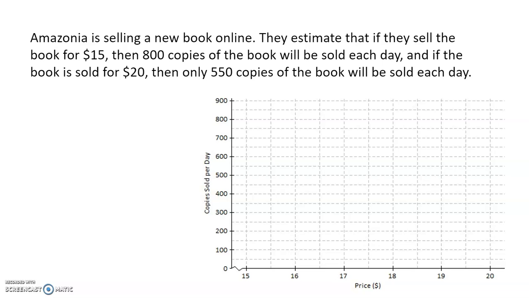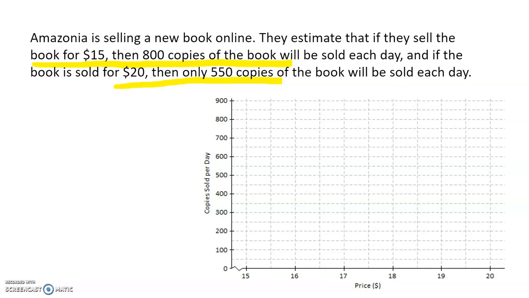We have a real life scenario that we're going to use linear modelling to represent to answer some questions about it. Now, if we have a read of this problem, it doesn't give us an initial value or a rate of change. So let's have a look at what it does give us. It tells us that if they sell the book for $15, then 800 copies will be sold each day. It also tells us that if they change the price to $20, then only 550 copies will be sold each day. So what does this remind you of?